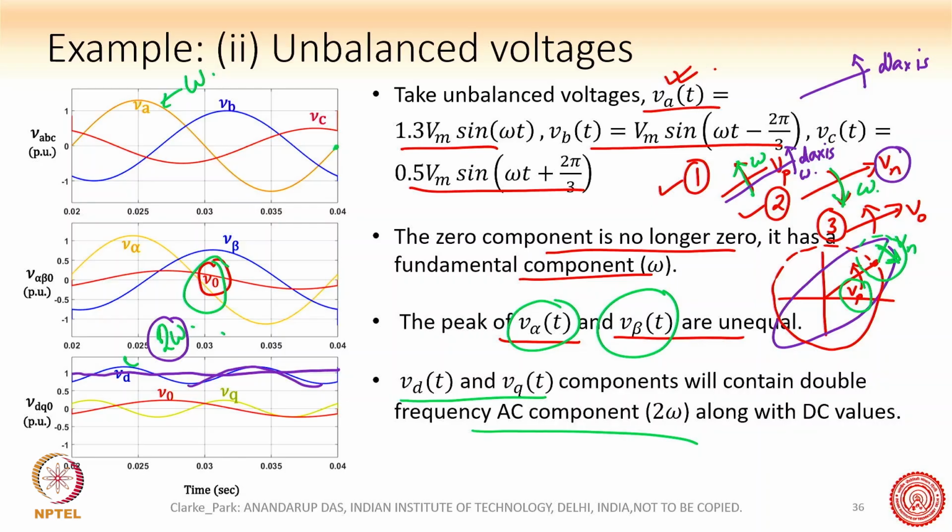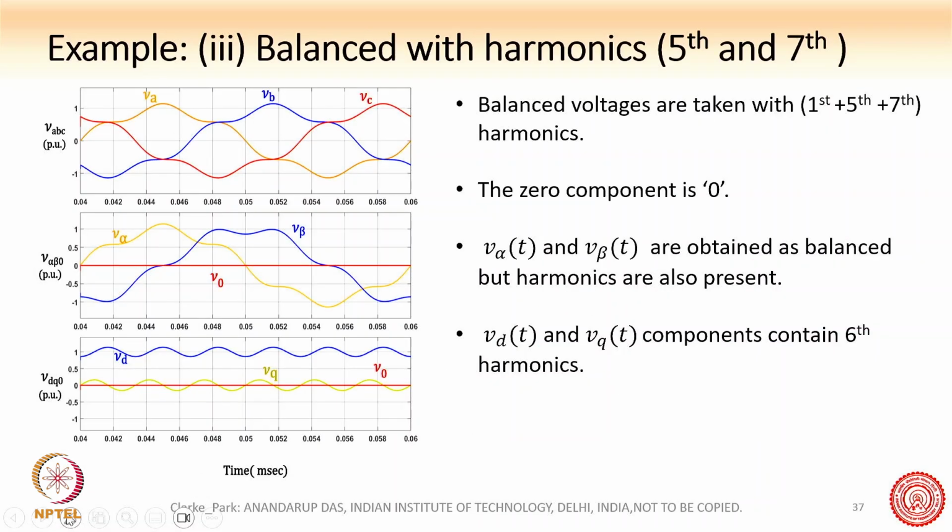Okay, similarly you have this VQ and V0 also coming. Then VQ also will have a 2 omega ripple, along with the DC value. Now let us take the third case, balanced with harmonics. So you have these balanced voltages VA, VB, VC, but now I have deliberately introduced first, fifth and seventh harmonics. Since it is balanced, the first thing that we observe is V0 equal to 0. V0 is 0 here.